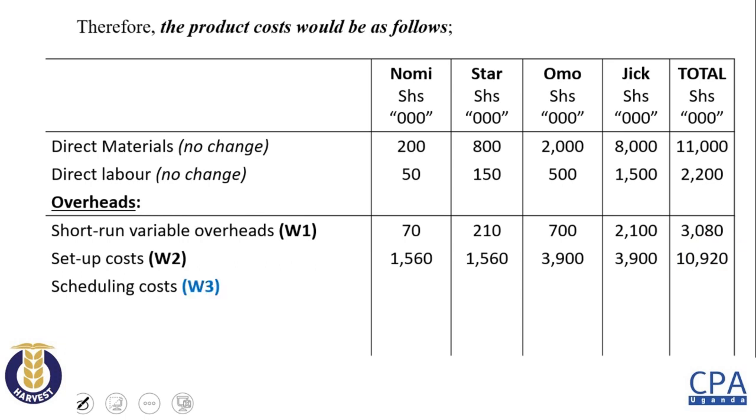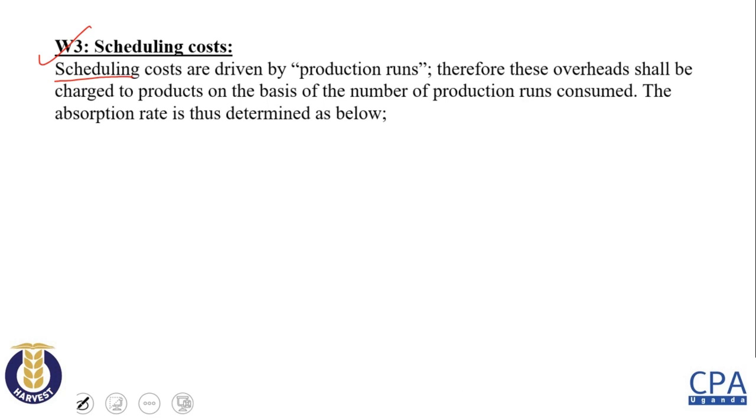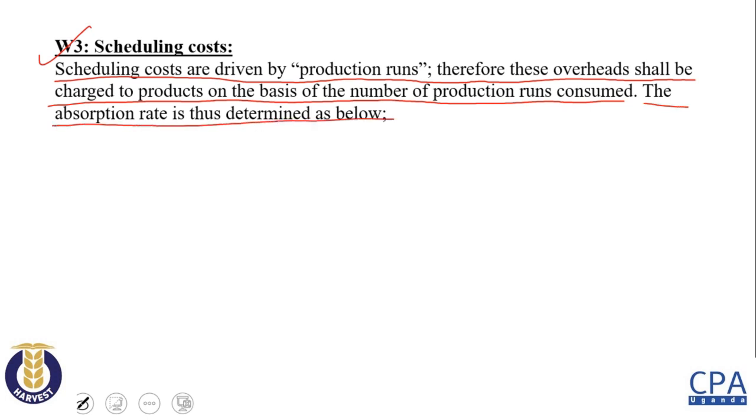Next, we move to the scheduling costs. I've worked out the scheduling cost in working number 3, and straight away taking you to working number 3, which are the scheduling costs. Again, here I mentioned that the scheduling costs are driven by the production runs, as you have seen in the question. Therefore, these overheads shall be charged to products on the basis of the number of production runs that have been consumed by the products. The absorption rate, which is similar to the one we have seen in working number 2, is determined as below.